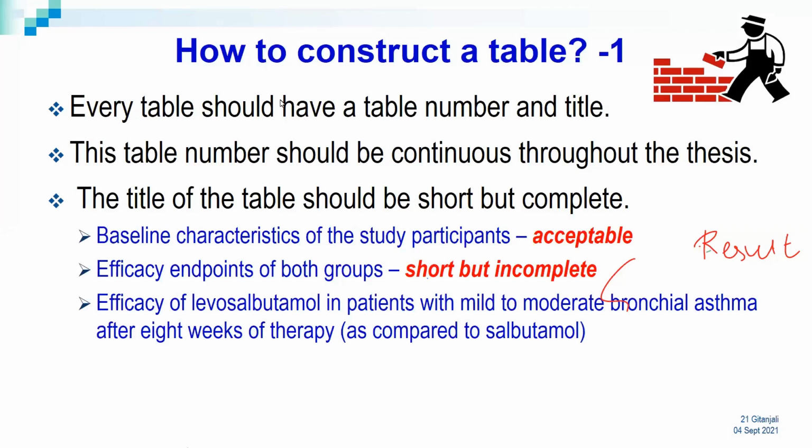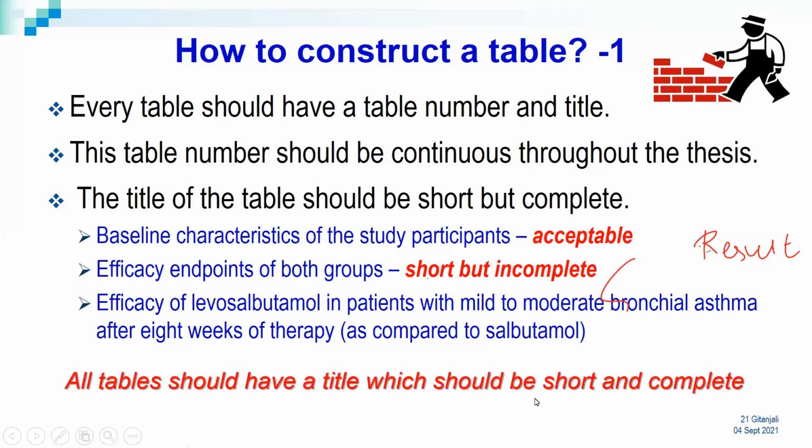For example, you might have something like baseline characteristics of the study participants. It is acceptable. But if you have something like efficacy endpoints of both groups, this is short but it is incomplete. So you need to have a table which is complete, right? Like what I have given before. So make sure that your tables have a title and the title should be short and complete.